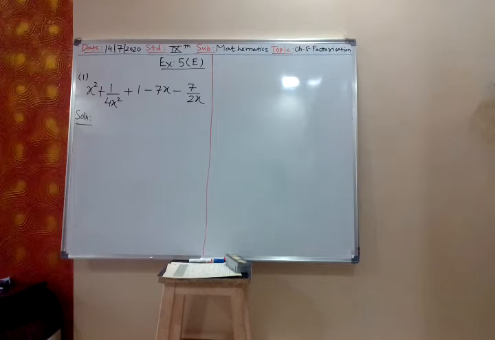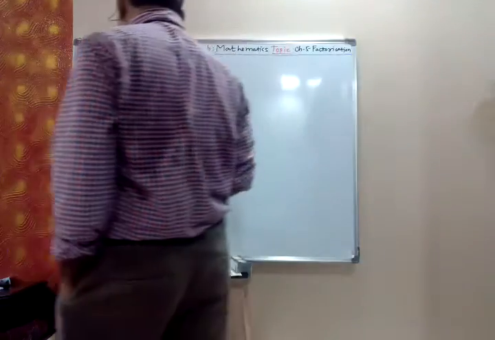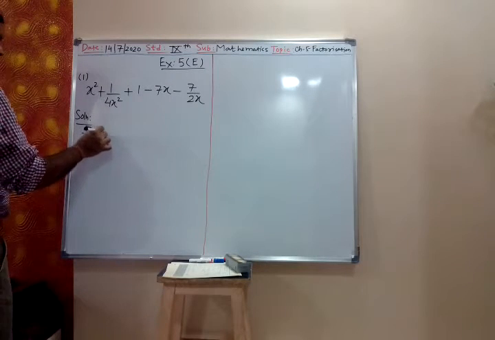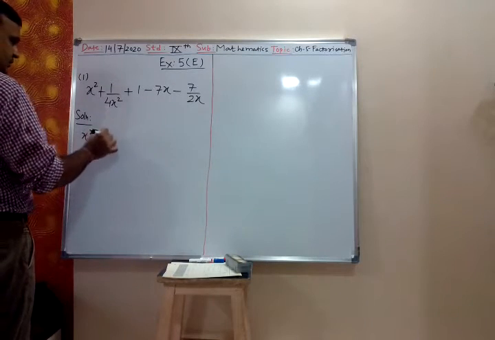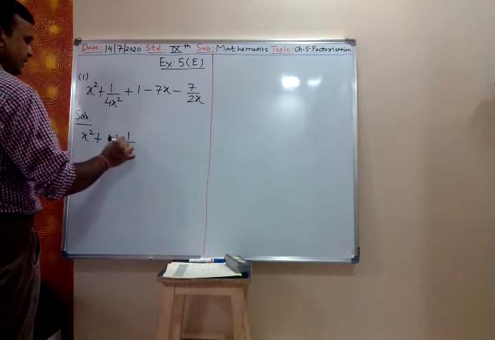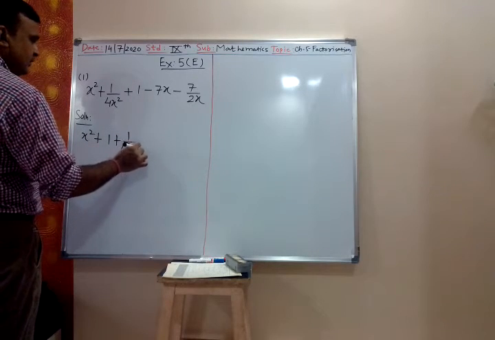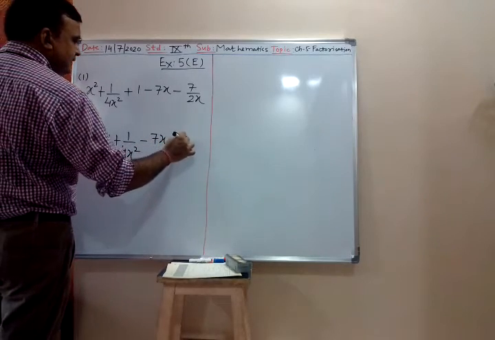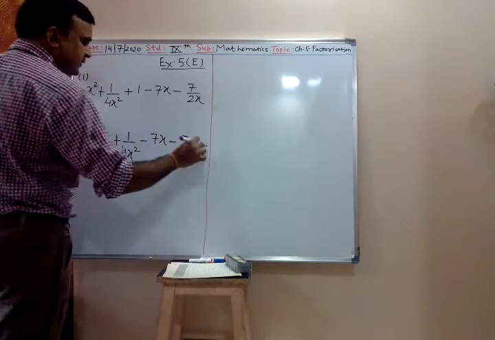x square plus 1 upon 4x square plus 1 minus 7x minus 7 upon 2x. So now we do the grouping. So x square plus 1 plus 1 upon 4x square we take together. Minus 7x minus 7 upon 2.